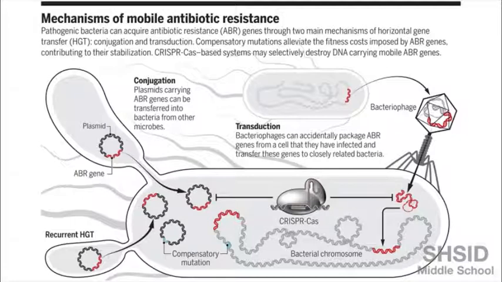Bacteria can also pass resistance to each other through a process called conjugation, where they connect to each other and pass DNA back and forth, or through transduction, where a bacteriophage, a virus that specifically attacks bacteria, can pick up DNA from one bacteria, resistance DNA, and give it to another bacteria. And then if that bacteria takes it up and integrates the DNA, it will become resistant.